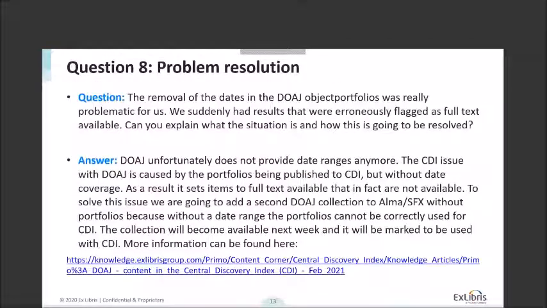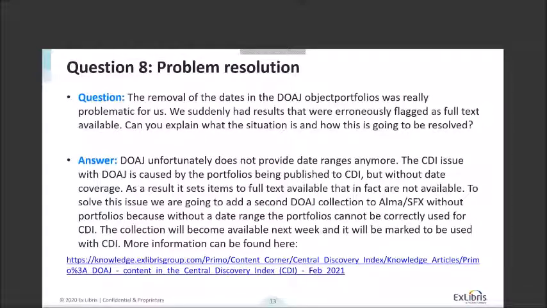I think that's the last question that was actually pre-submitted. That's DOAJ. And the question is, the removal of the dates in the DOAJ portfolios was really problematic for us. We suddenly had results that were erroneously flagged as full text available. Can you explain what the situation is and how this is going to be resolved?